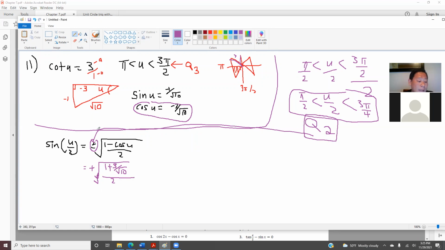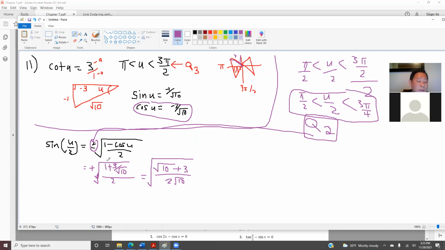So this is the same thing we're going to do here. We're going to rationalize this. Root 10, this one can become root 10 over root 10. So this is root 10 plus 3, because this will become root 10. And this is 2 times root 10, because you are multiplying your denominator. And this is all in the square root.